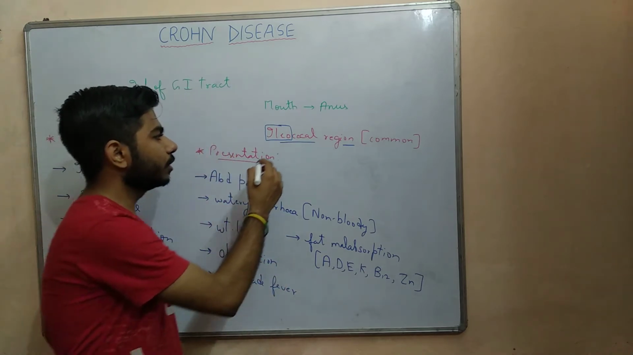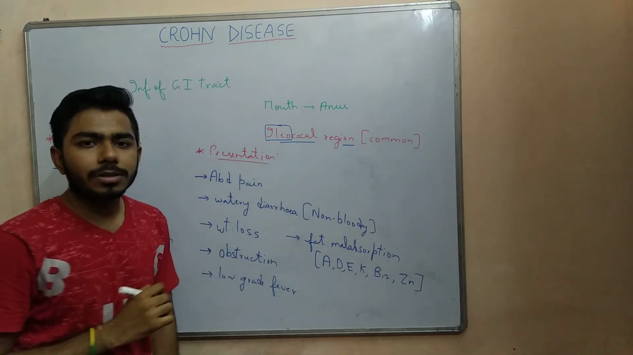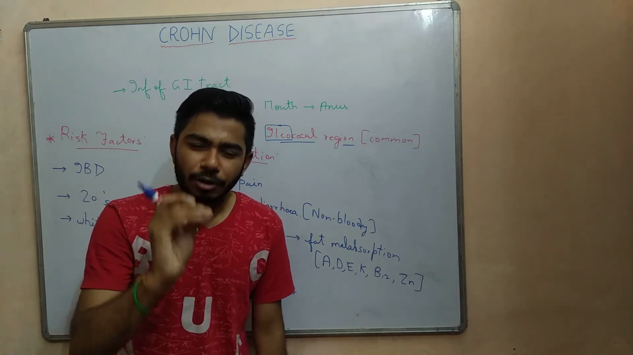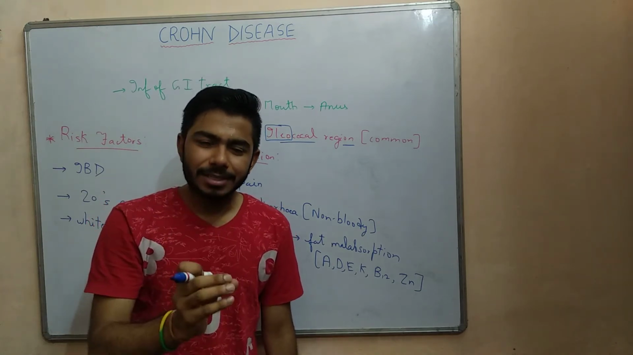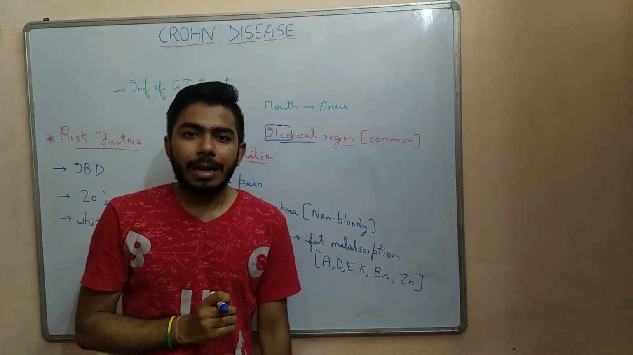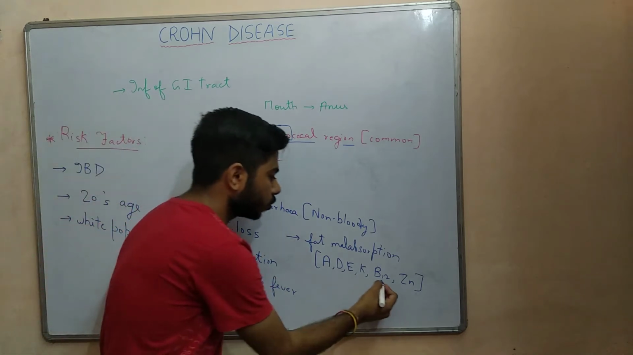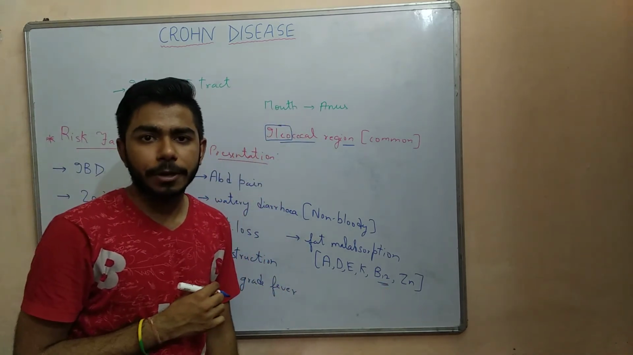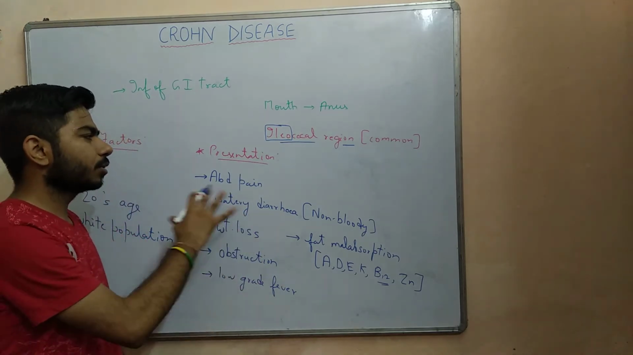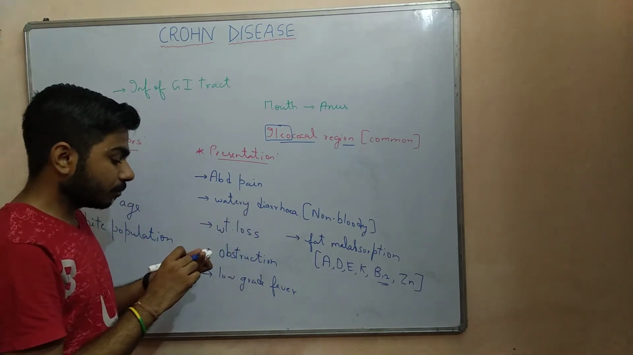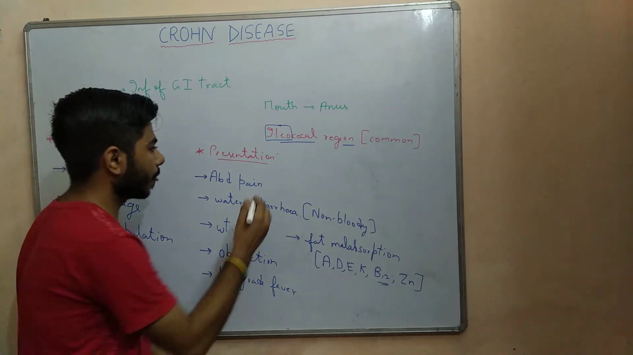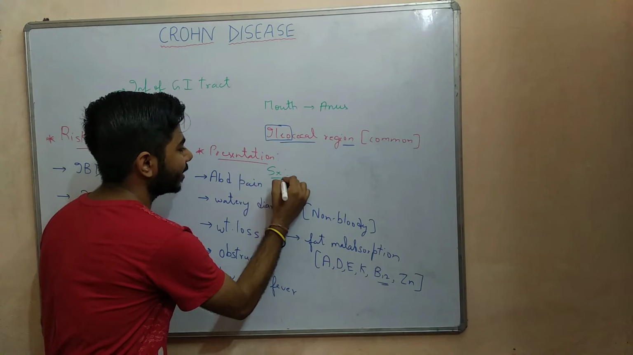If the ileocecal region is having Crohn's disease, if there is some kind of granuloma or some kind of lesion, which means B12 will not be able to be absorbed. So B12 deficiency can also be seen in such patients. Okay. Now these are some symptoms. So this was about the symptoms of Crohn's disease. These were some intestinal symptoms.